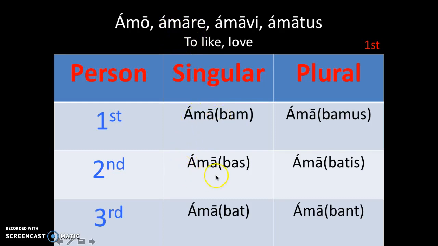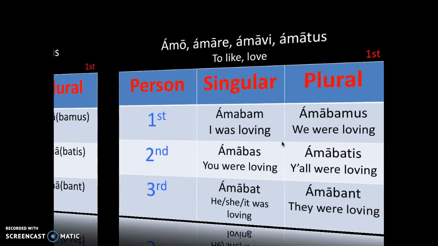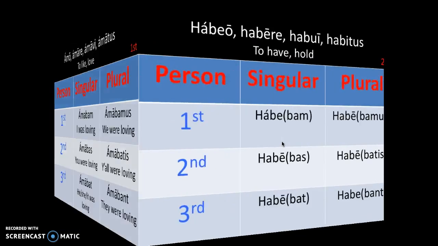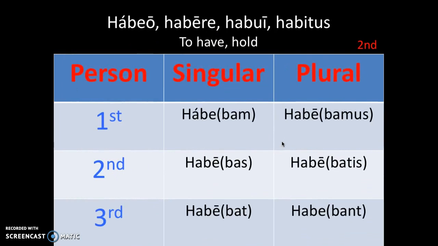So it's ama, ama, ama, ama, ama, ama. And then you will just add the endings of imperfect tense verbs, which are bam, bas, ba, bamus, batis, bant. So when you're done, it should look like amabam, I was loving. Amabas, you were loving. Amabat, he slash she slash it was loving. Amabamus, we were loving. Amabatis, y'all were loving. Amabant, they were loving.